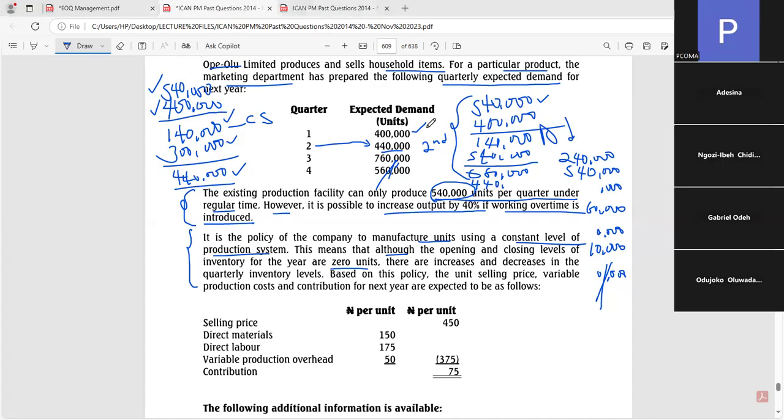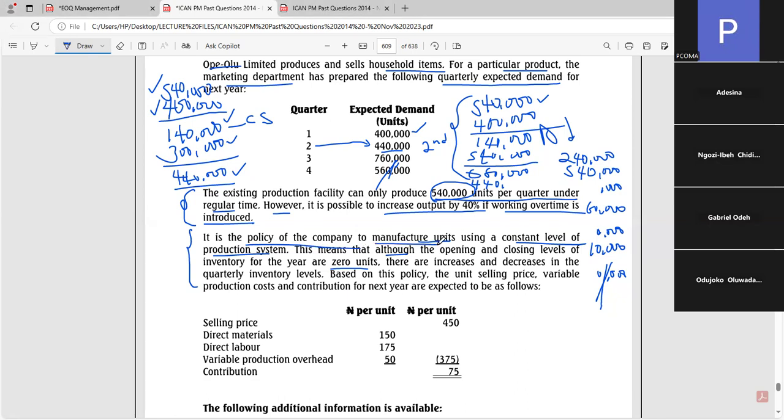Good. But the reason why they are not doing it this way that we just said is because it is the policy of the company to manufacture units using a constant level of production system. They must not change their production. They must not produce 300, 250, 150, and 600. No, they must produce 540 at a stretch. That is why we are not going to make use of this assumption that we see here. We are going to make use of this assumption that we did initially, where we are producing 540 on a constant basis. Does that make sense now?